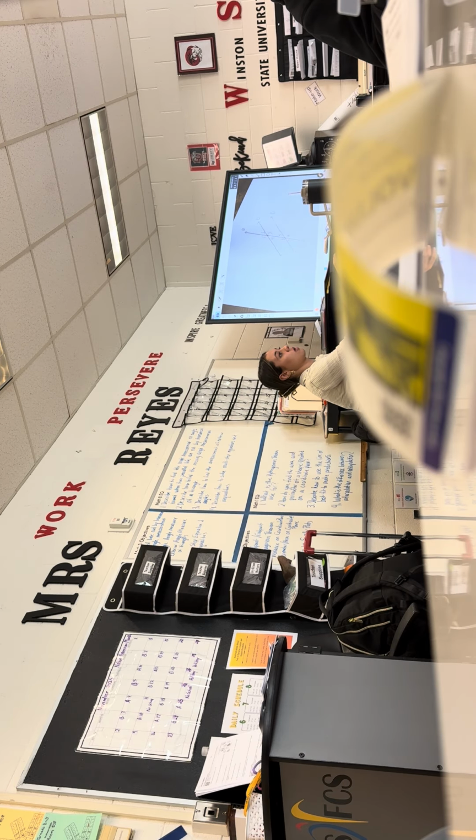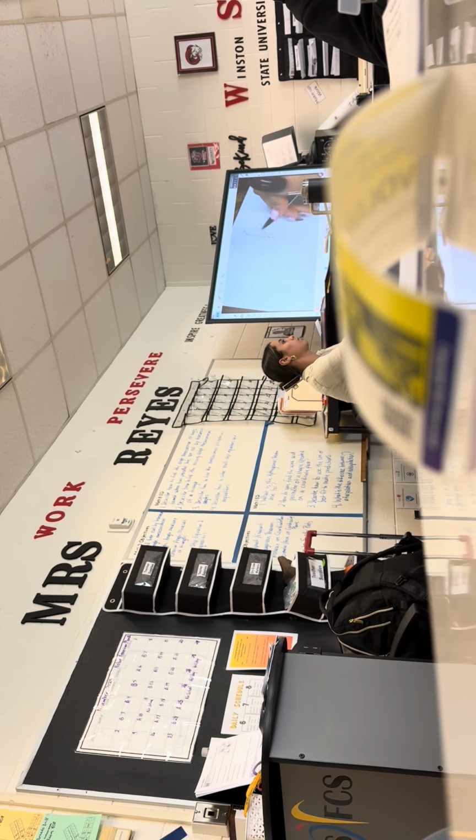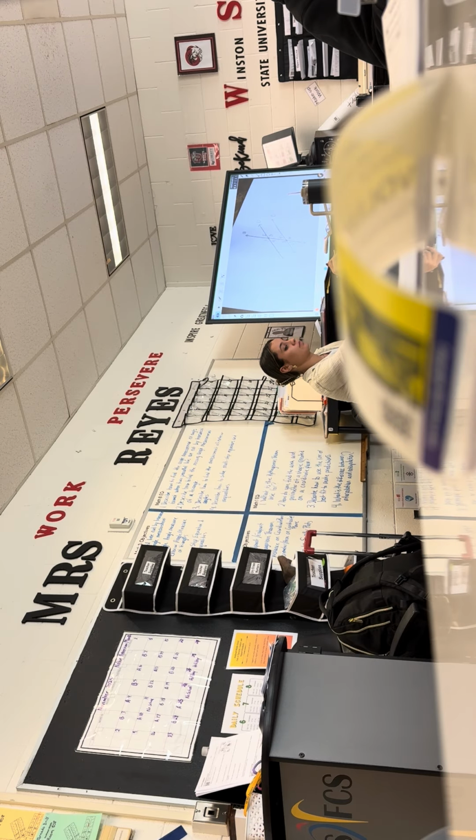Who can give me one more? 7 and 5. So again, 7 and 5 share that vertex. So therefore they are vertical angles. Who can tell me what 2 and 5 are? What is their relationship? Look at your notes. Alternate interior.